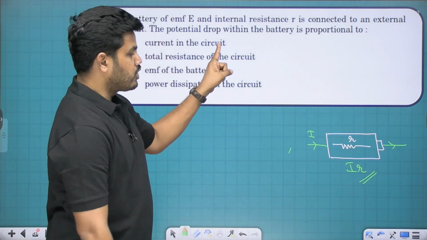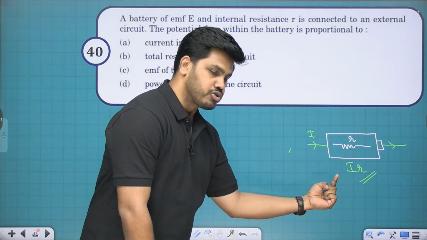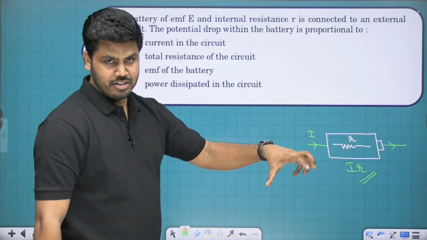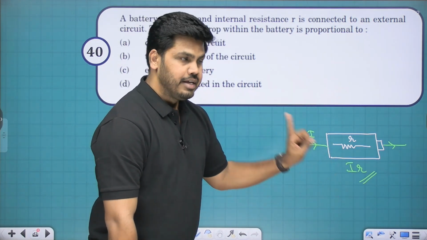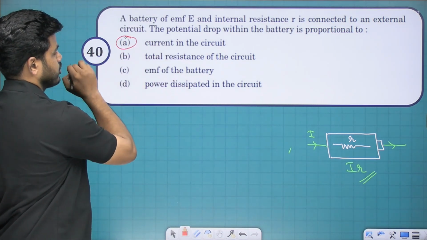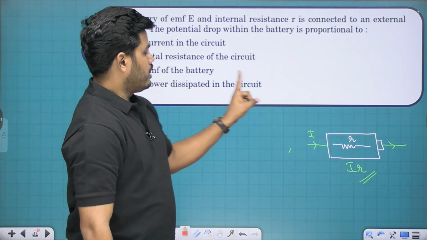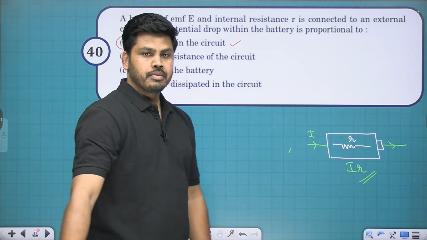We are talking about that particular potential drop inside the cell. See what the given options are: what is it proportional to? The potential drop inside the cell is proportional to one is the internal resistance and the other quantity is the electric current flowing through the cell, right? Look at that. The only possible answer will be current in the circuit. There is no mention of internal resistance of the cell in the options. So option A should be the correct answer.